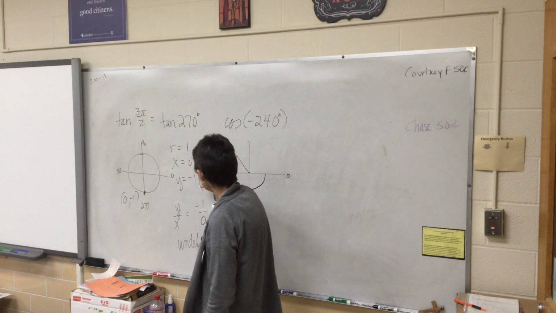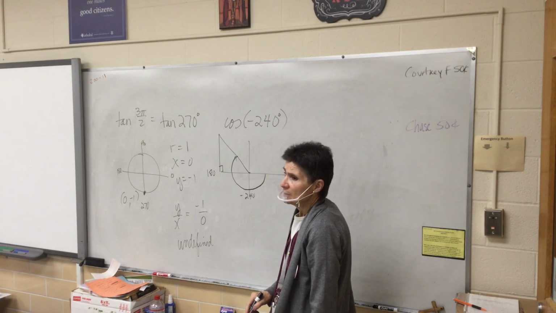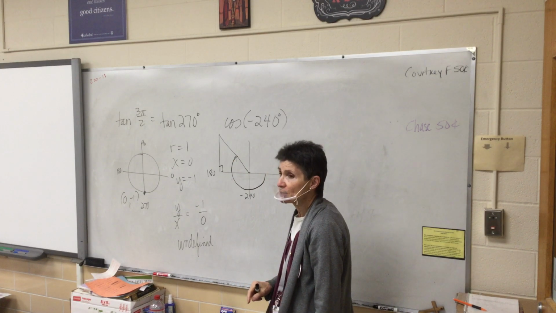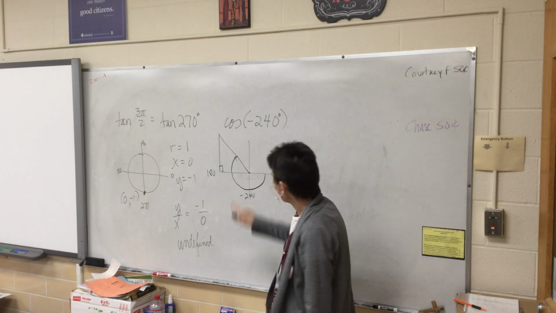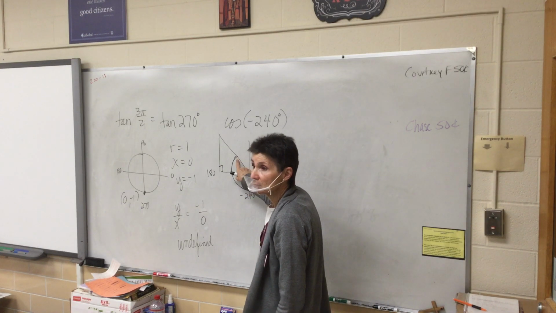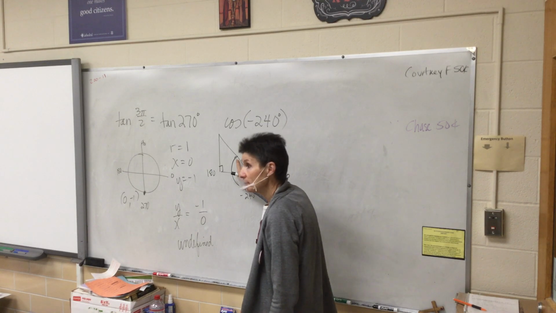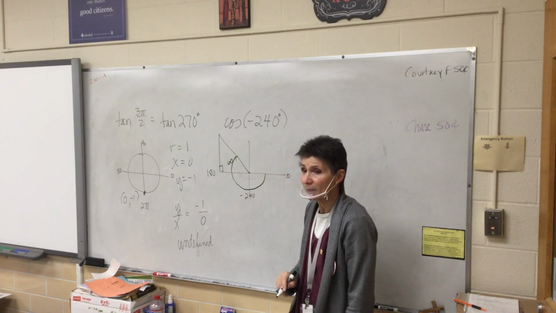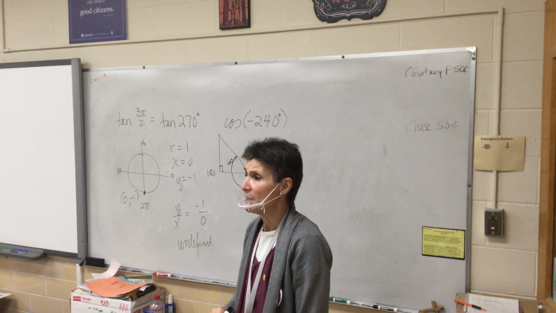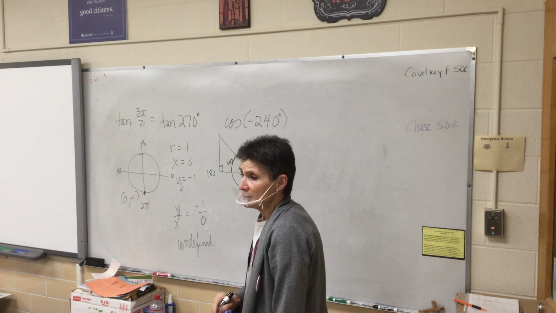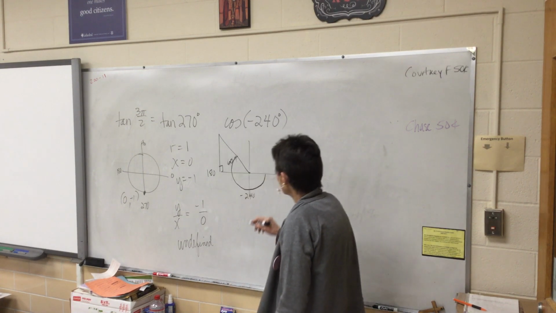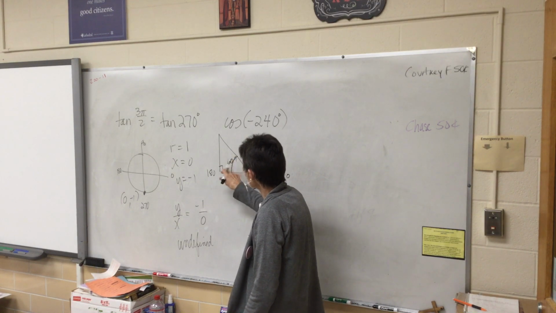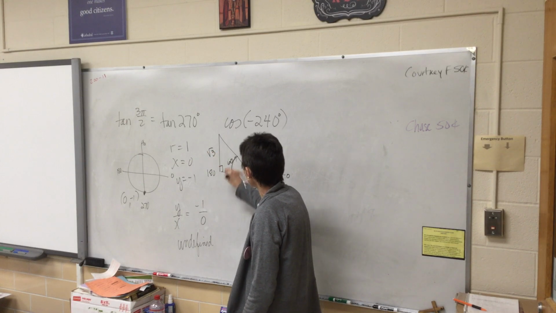Now, this is 180, but I went 240. So how much past 180 did I go? How many? 60, absolutely. It's 240 minus 180, right? I went 60 degrees past 180 to get to 240. Now this triangle is special. That's a 30, 60, 90 triangle. So across from the 60 is root 3.